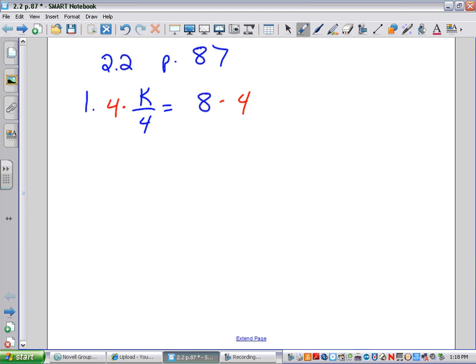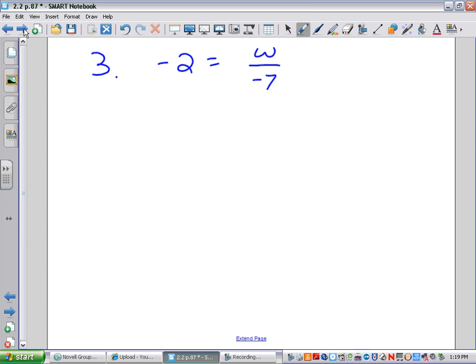And this over here is really 4 over 1. And we can cross cancel these 4's. So I only have my k left over. Because the 1 really doesn't count. And my answer would be this 8 times 4, or 32. 32 is my answer. I want to skip to number 3.